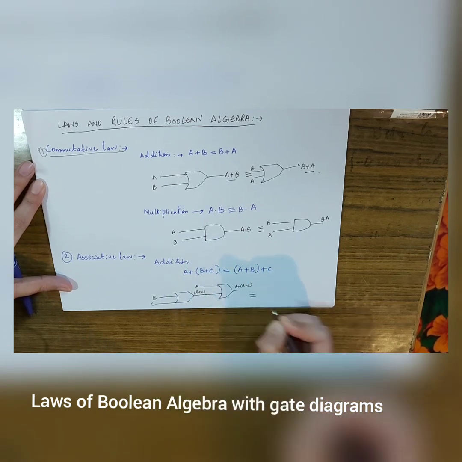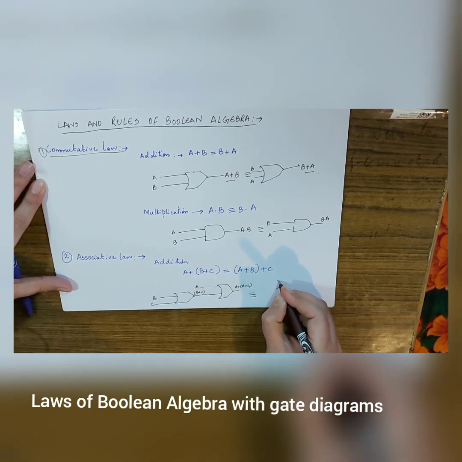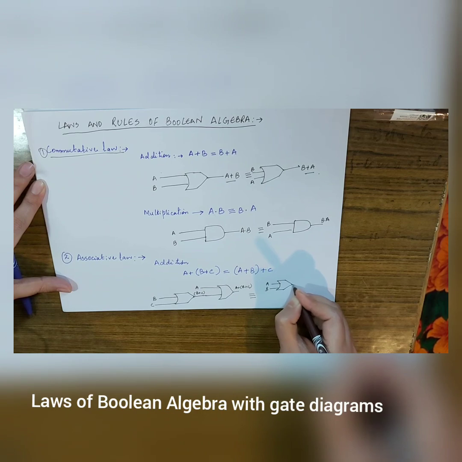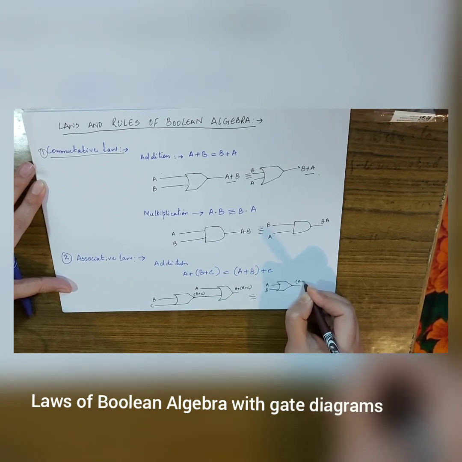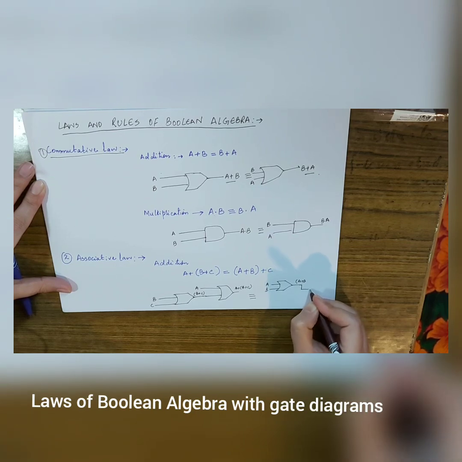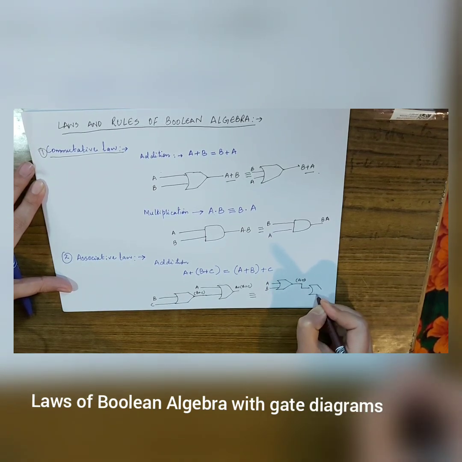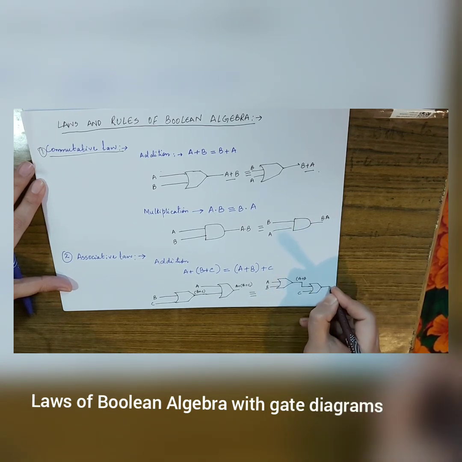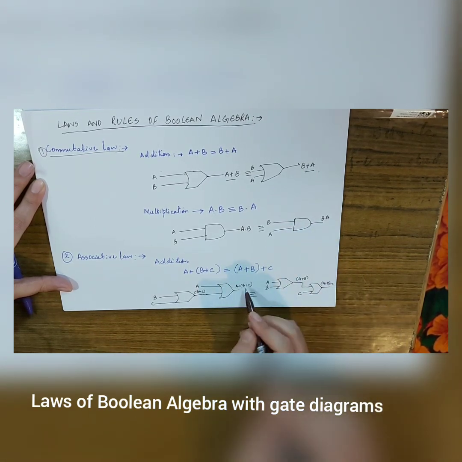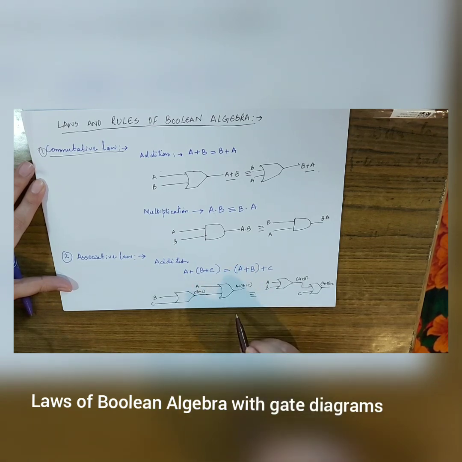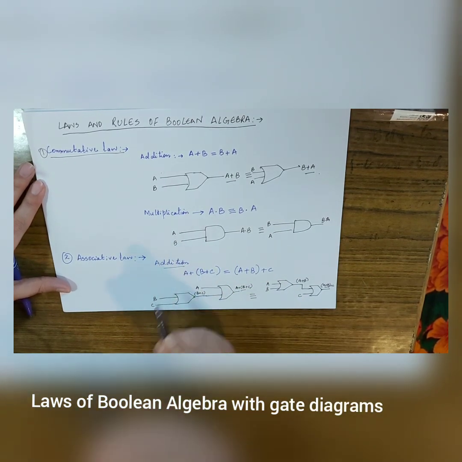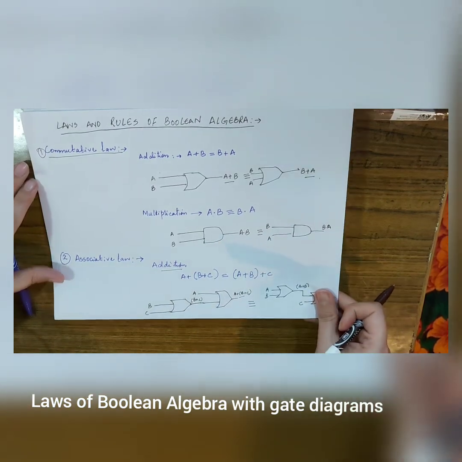So this will be equivalent to, if we OR A and B first, the output of this OR gate, A plus B, will be taken as an input to another OR gate, and C will be taken as the other input to this OR gate. So the result will be A plus B plus C. So these two expressions will be equivalent. This is the associative law for addition. Similarly, we have the associative law for multiplication.